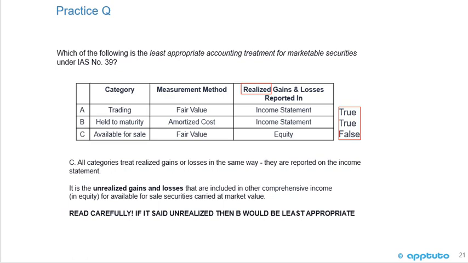It is the unrealized gains and losses that are included in other comprehensive income and equity for available for sale securities carried at market value. Okay? So read carefully. If it said unrealized, then B would be the least appropriate. But in this case, A is true, B is true, and C is false. So turn those least likely and most likely into true or false questions as well. And that's a way to come up with the false, which is the least appropriate.